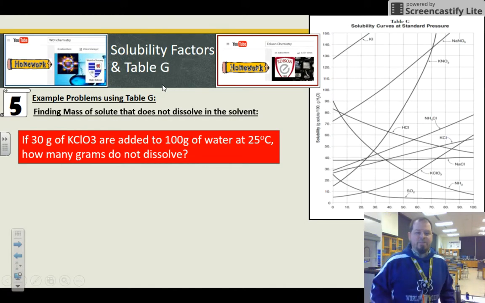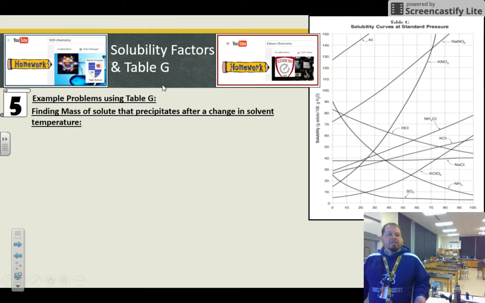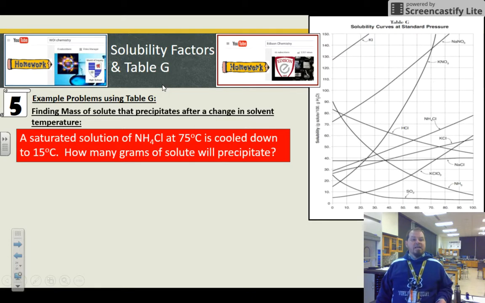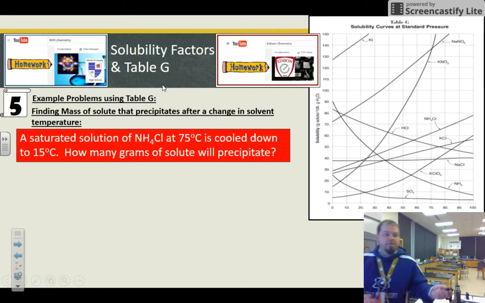Can you do that? You can do that. All right. Next kind. Find the mass of a solute that will precipitate as I cool. So now I'm just dealing with two temperatures, same chemical. I'll show you one. You do the next one.